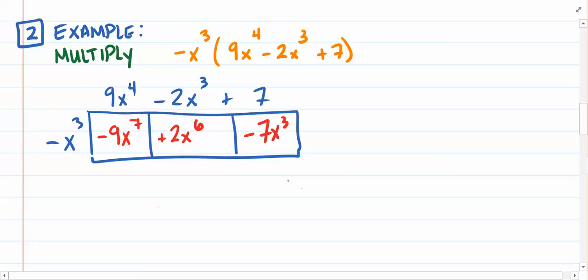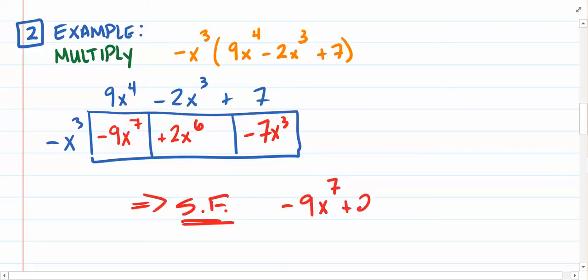And then we would finish the problem up by writing it in standard form. Not San Francisco, but standard form, meaning that our largest exponent leads, and then we write it in descending order. It already is in standard form, minus 7x to the 3rd, but I just wanted to point it out to you.